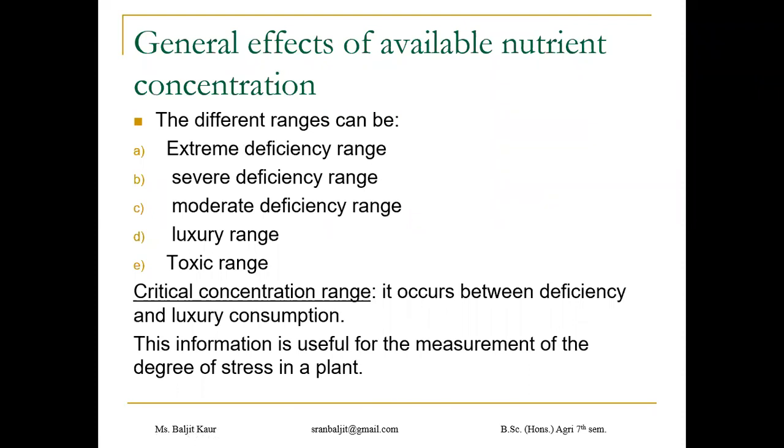Now let us discuss some general effects of the available nutrient concentration. Sometimes the range of the nutrients is different, right? So because of these differences in the ranges, there may be an extreme deficiency range, a severe deficiency range, a moderate deficiency range, a luxury range, or a toxic range. So this critical concentration range occurs between the deficiency and luxury consumption, right?